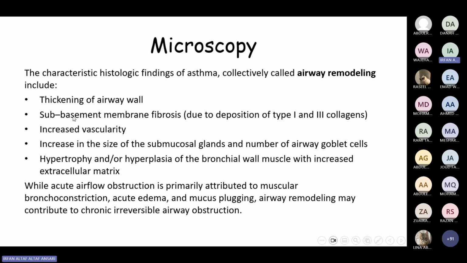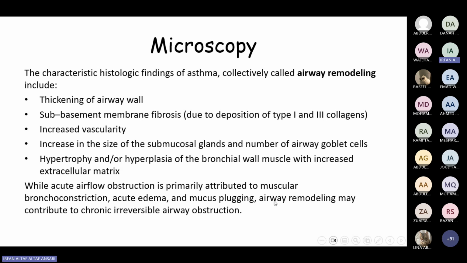There is fibrosis, especially in the subbasement membrane, due to deposition of type 1 and type 3 collagen. There is increased vascularity, an increase in the size and number of the submucosal glands, increased number of goblet cells, and hypertrophy or hyperplasia of the bronchial wall smooth muscles with increased extracellular matrix, okay? So airflow obstruction is usually attributed to muscular bronchoconstriction, then edema and mucus plugging.